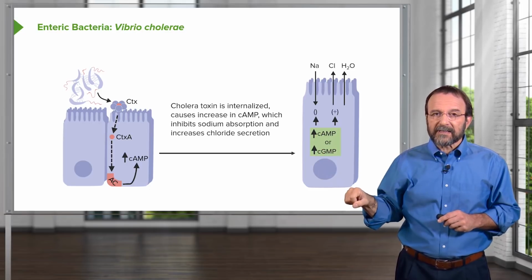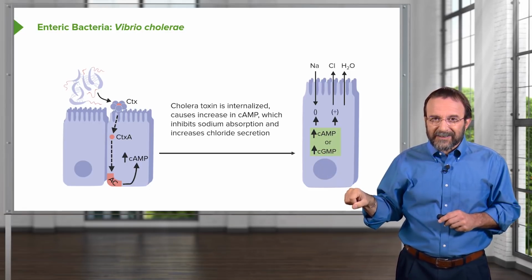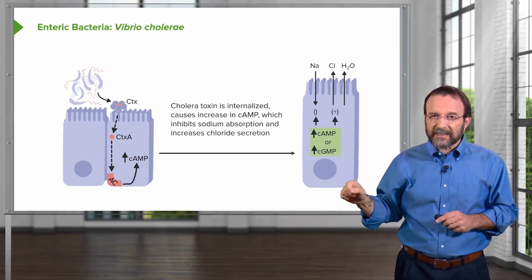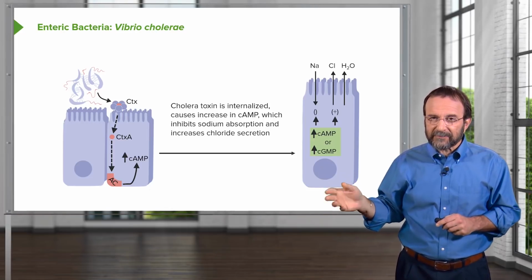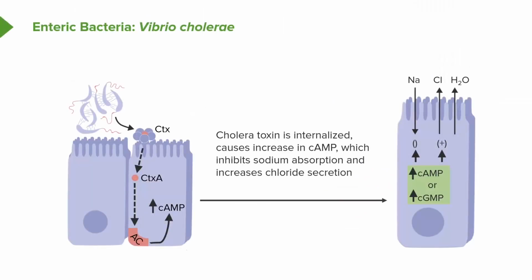This A subunit causes an increase in intracellular cyclic AMP. It raises the levels. This causes the imbalance in sodium absorption, so it inhibits sodium absorption and increases chloride secretion. As a consequence, the cells try to adjust. They get rid of water. Bingo, watery diarrhea. Okay, so cholera toxin is what does this by messing up the sodium chloride balance. There you get your watery diarrhea.